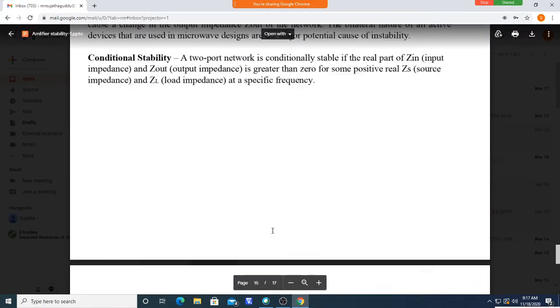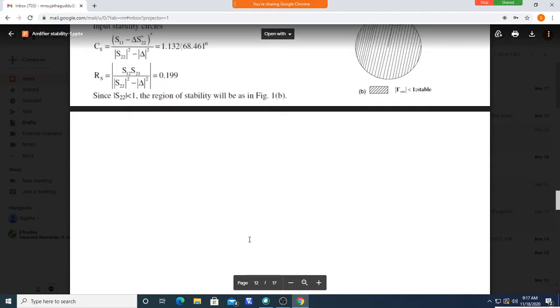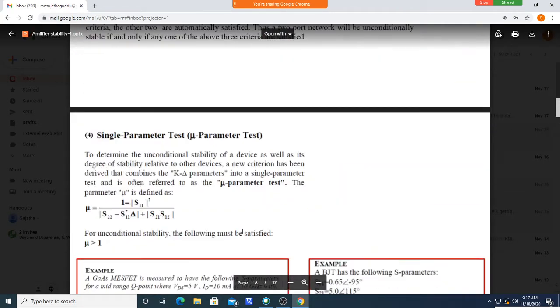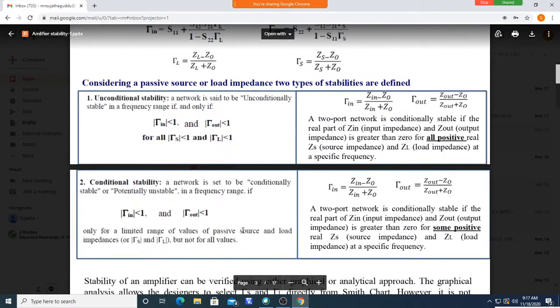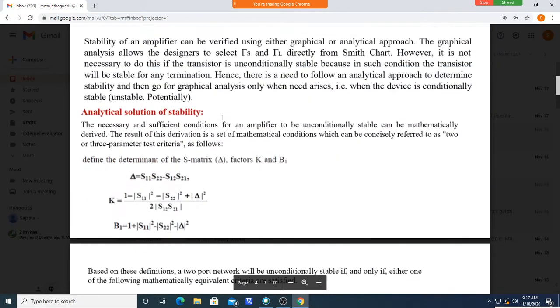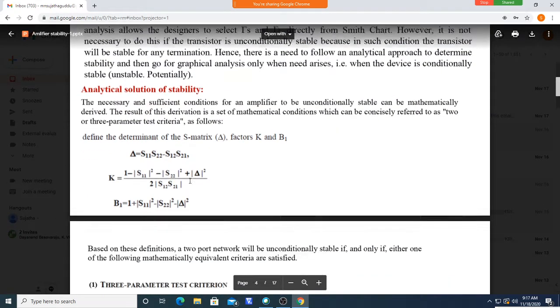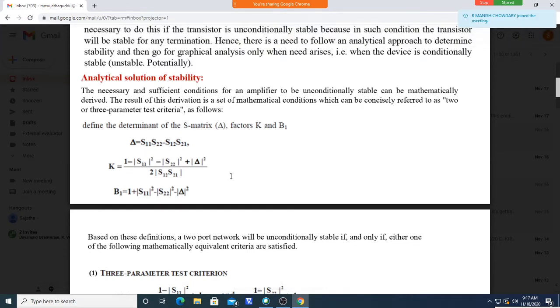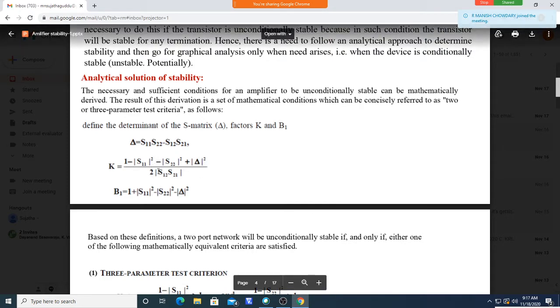Okay, how to check that unconditional stability? That you can check analytically. Analytical solution. How to do that? You should do this calculation, that is called the delta value and K value. You calculate the parameters, the delta parameter and K parameter. This is also called the K-delta check, K-delta.